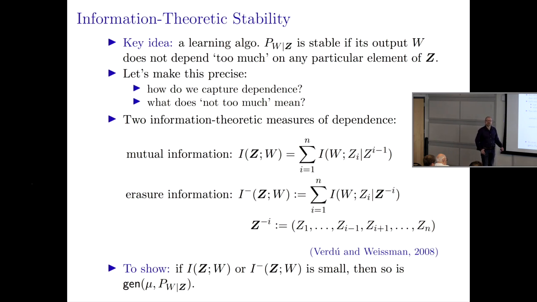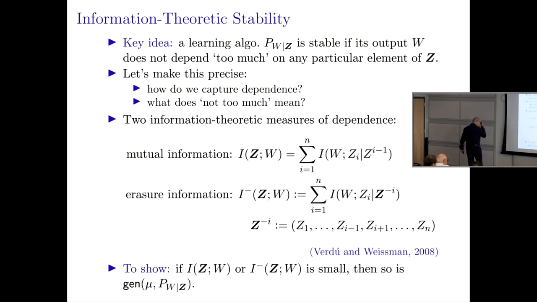Then there's another measure of information called the erasure information, which was introduced by Verdú and Weissman, in a journal paper in the Transactions in 2008. So here's the idea. If you were to write it as a sum of conditional mutual informations, there's a subtle difference. We're still looking at the conditional mutual information between W and the ith training sample, but we're not conditioning on the first i minus 1 training samples. We're conditioning on all the rest. So this bold Z with a minus i superscript means that I'm taking my n-tuple of Zs and deleting the ith element, and I end up with n minus 1 elements.